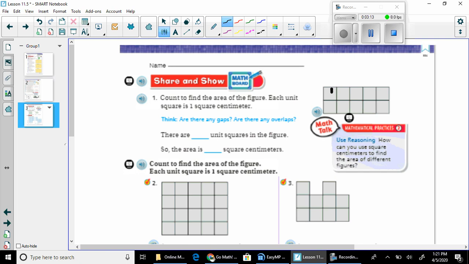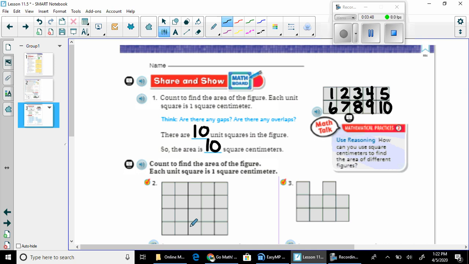So 1, 2, 3, 4, 5, 6, 7, 8, 9, and 10. All right, so to answer my question here, there are 10 unit squares in the figure. Okay, so to reiterate the question, the area would be 10 square centimeters.